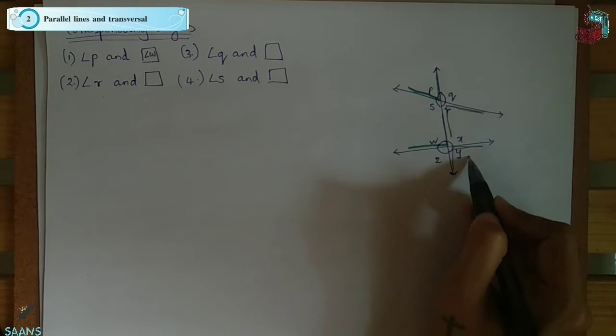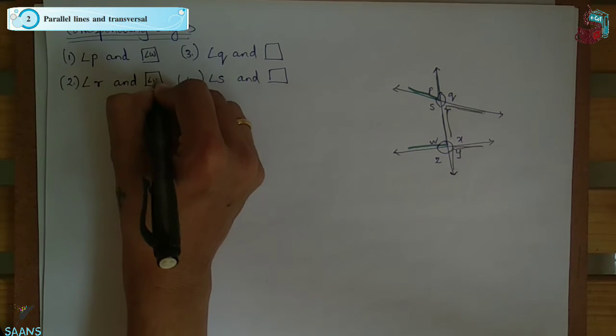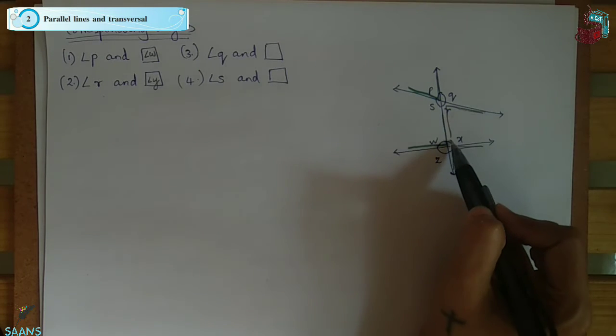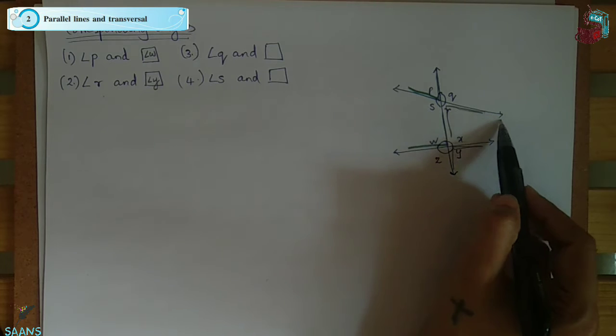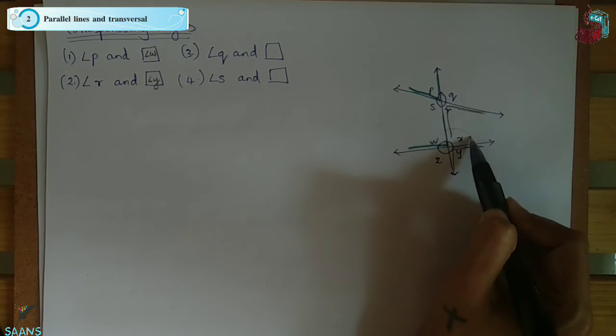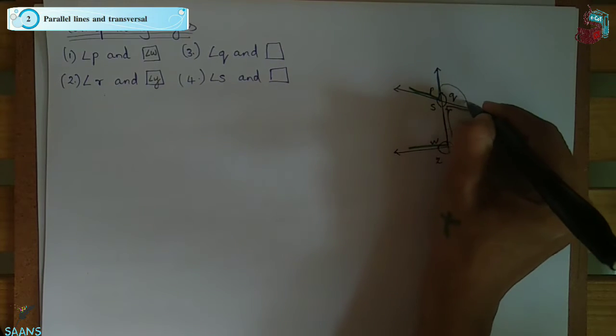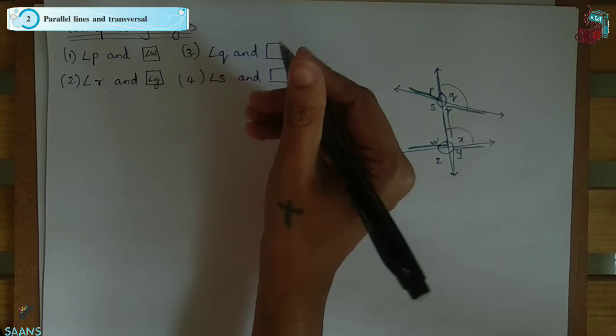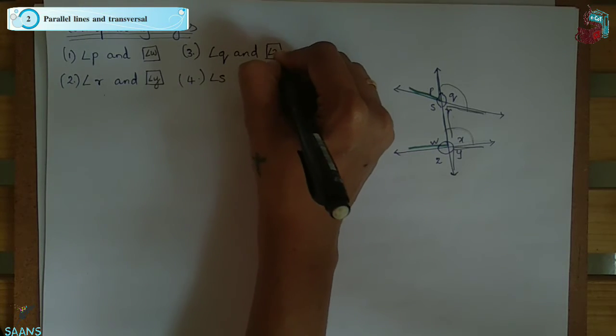So angle R, angle Y. Then angle Q, angle X. Ladder. See here and here. Angle Q. I'm trying to show all the ladders in many ways. Q and X. So the answer is angle X.